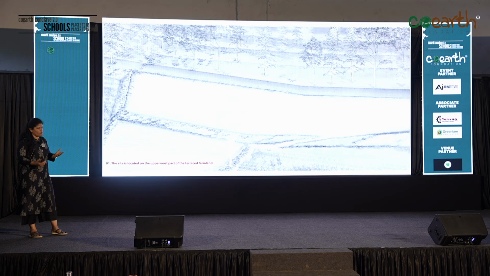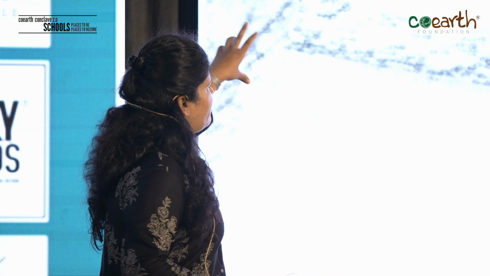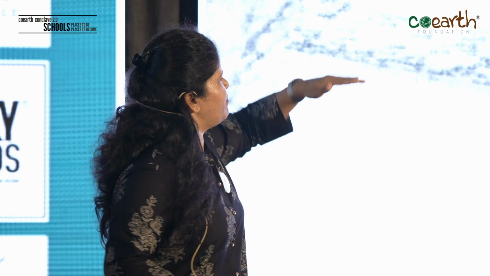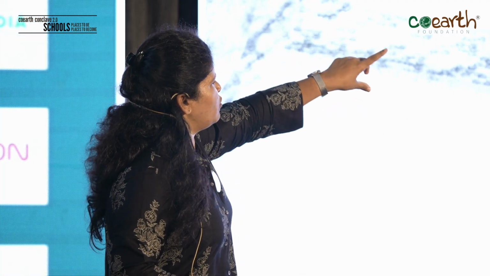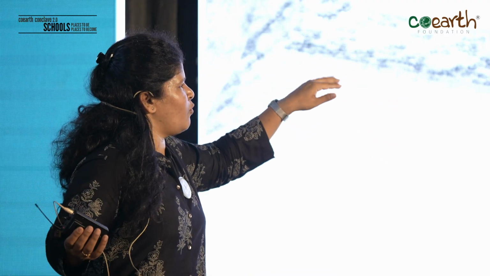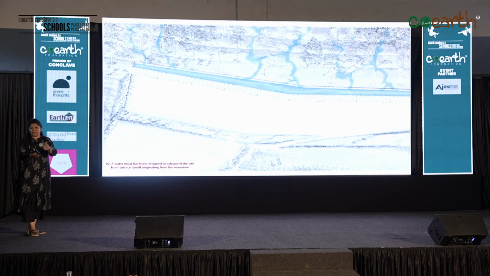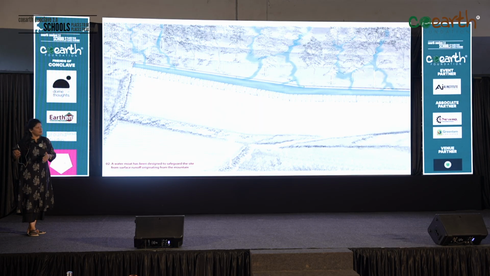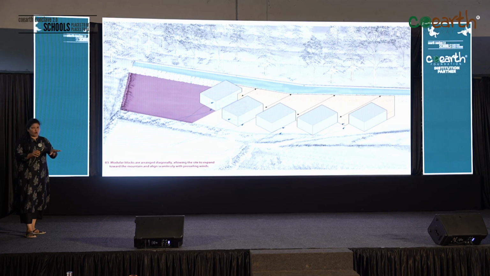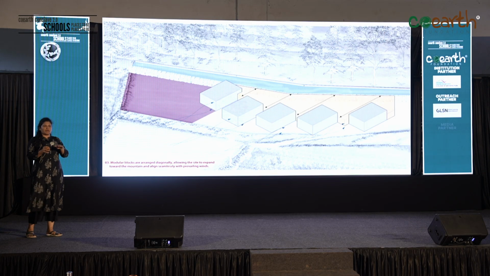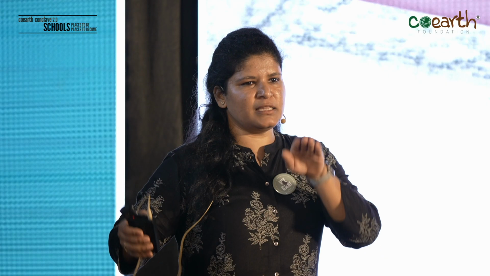And then what we finally did was, because we got a very longitudinal plot and there was a steep mountain at the back, we decided to keep a water moat so that the surface runoff could be collected at one side and taken down, and the school could be safeguarded. Then we decided on modular blocks so that even if in the future they wanted to expand the building, the module could be repeated.